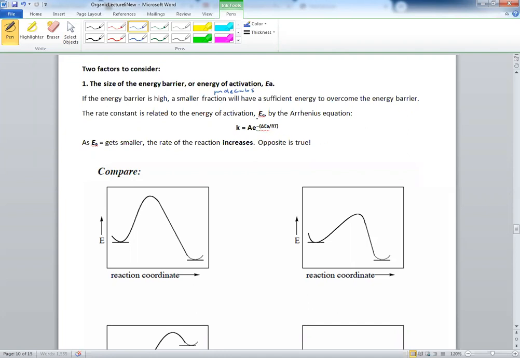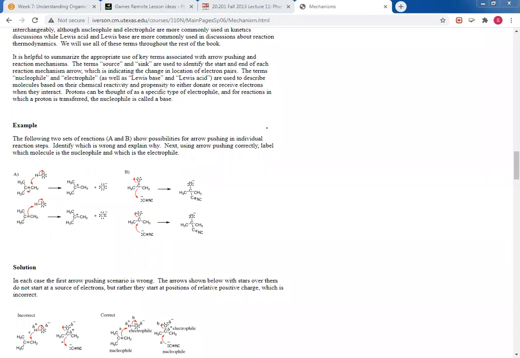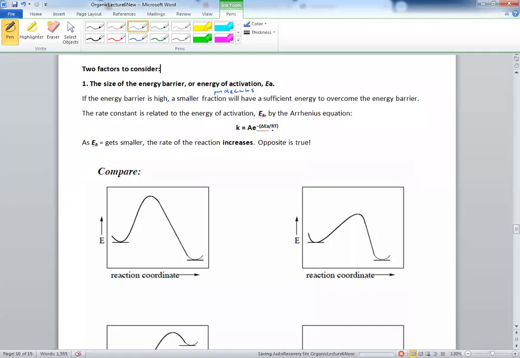Here is the Arrhenius equation. The rate constant is related to the energy of activation. This is k, your rate constant. We have, of course, what we call A, a frequency factor. Basically, it expresses the probability that the molecules have a favorable orientation. When they have a favorable orientation, they will collide and form a reaction. But what we're interested in here is just knowing how activation energy relates to the rate constant.